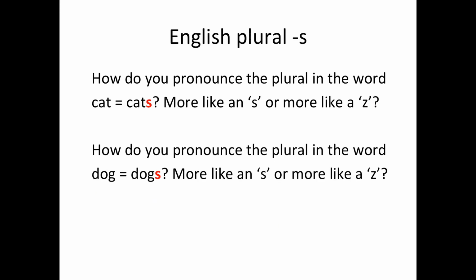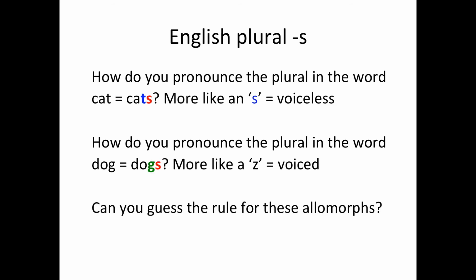Okay, English plurals also show up with allomorphs. So how do you pronounce the plural in the word cat when you say cats? Does the S sound more like an S, or does it maybe sound more like a Z? So is it voiceless S, or is it voiced Z? And how do you pronounce the plural in the word dog? Is that S more like an S or more like a Z? Do you say cats or dogs? Okay, typically it goes like that. In cat, the plural sounds like an S, a voiceless S, cats. In dog, the plural sounds like a voiced Z, dogs.